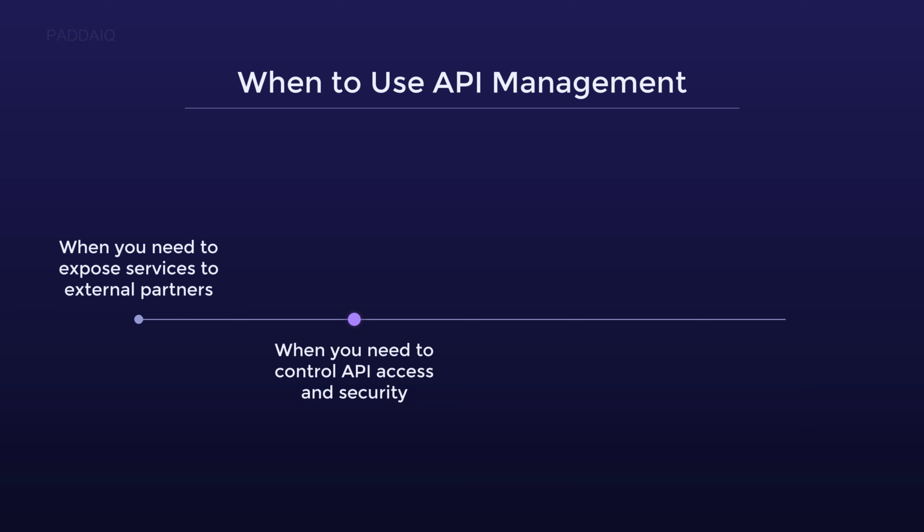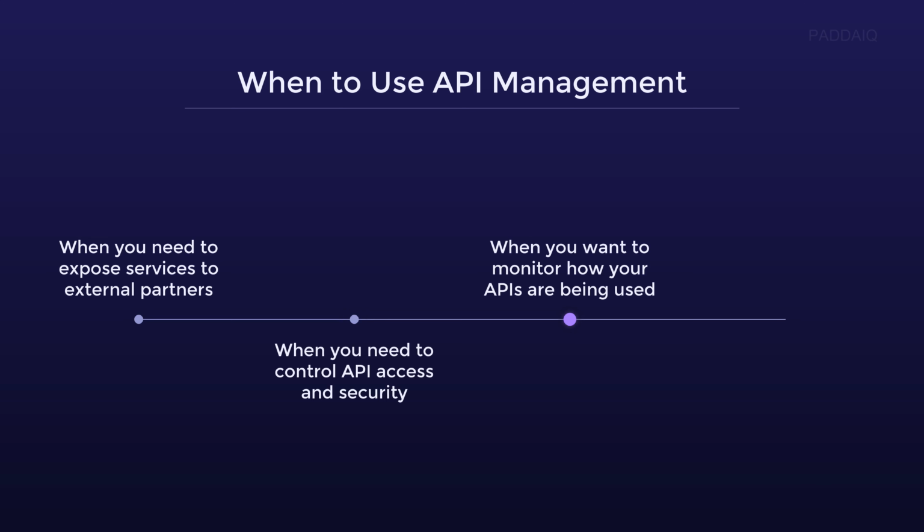When you need to control API access and security. This means managing who can call your APIs and how securely they do so. For example, a retail company could restrict inventory APIs to only their trusted logistics partners. This ensures sensitive business operations remain protected and reliable.